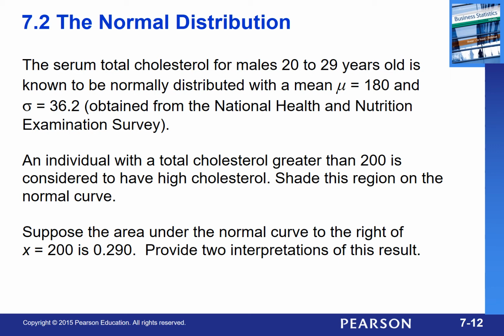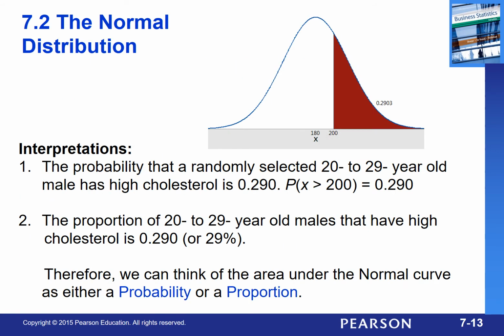So I told you what the probability is. Let's talk about this. So in drawing it, and this is exactly an output from Minitab, so I'll show you how to do this in a minute. So this tells us that the probability that a randomly selected 20 to 29-year-old male has high cholesterol is 0.290, or 29% of the time. Or if you want, you can use the percentage description under here. The proportion of 20 to 29-year-old males that have high cholesterol is 0.29 or 29%. So really, you want to think of the area under the curve as a probability or a proportion, but not really anything else. So keep that in mind.